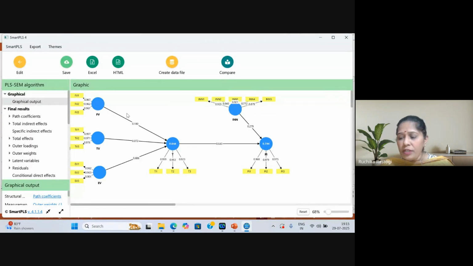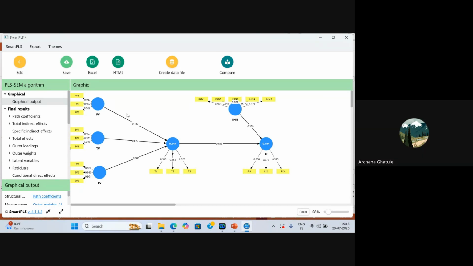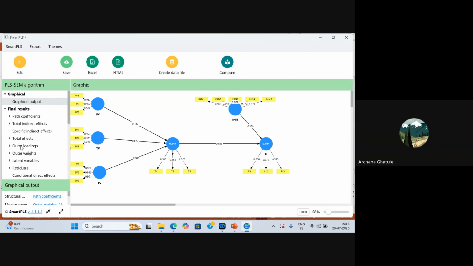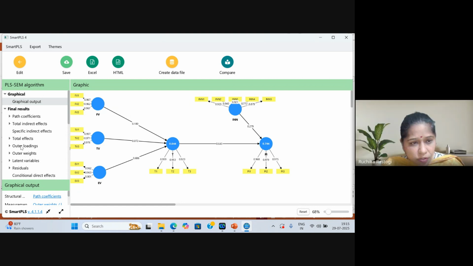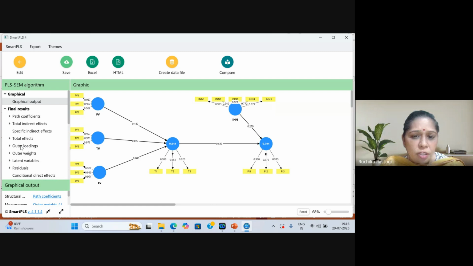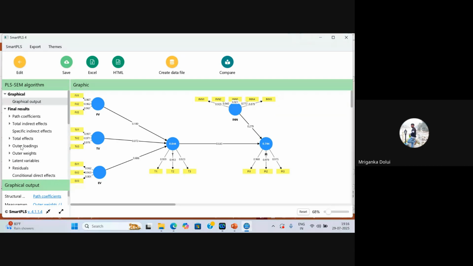Are you able to do it till this? Yes, done. Done, everyone? Any issues? Each relation is giving the values now, no? You are able to see the values coming on the screen? Yes, ma'am.